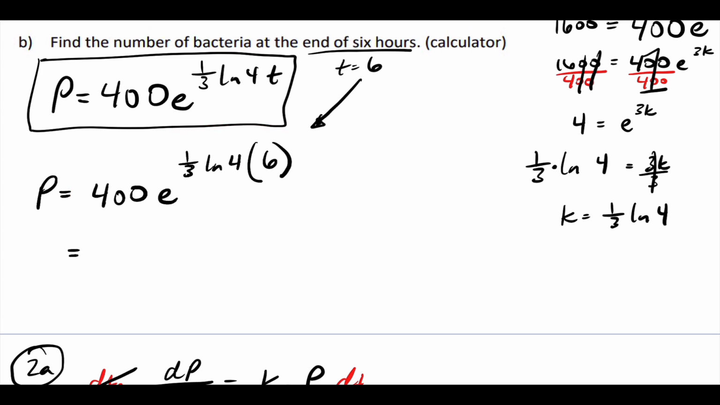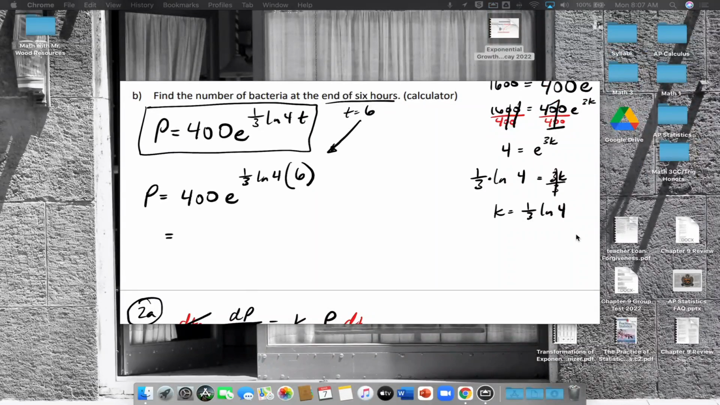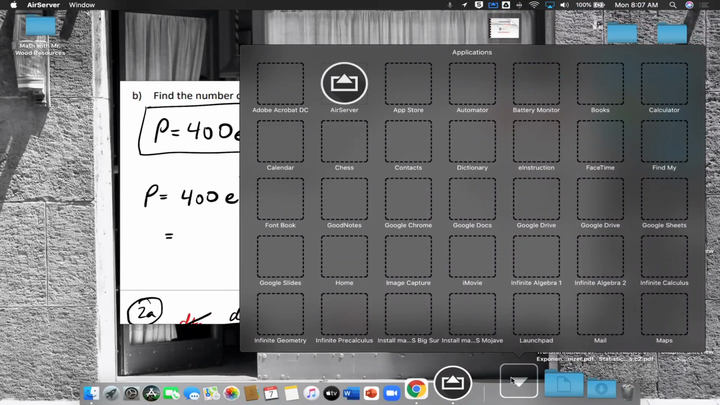So this is what I would recommend. I would recommend doing the power first. Get a number for the power. Go natural log of 4 times 6 times 1/3. And then take e to that power and then multiply by 400. Because even if you have a fancy calculator and try to do all of that in one swift move because you think it's going to save time, it really doesn't save you time. Go one step at a time. So let me get my calculator out and show you.